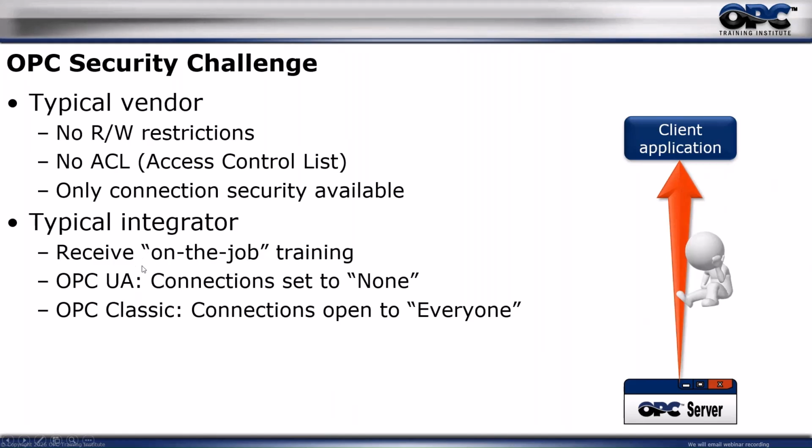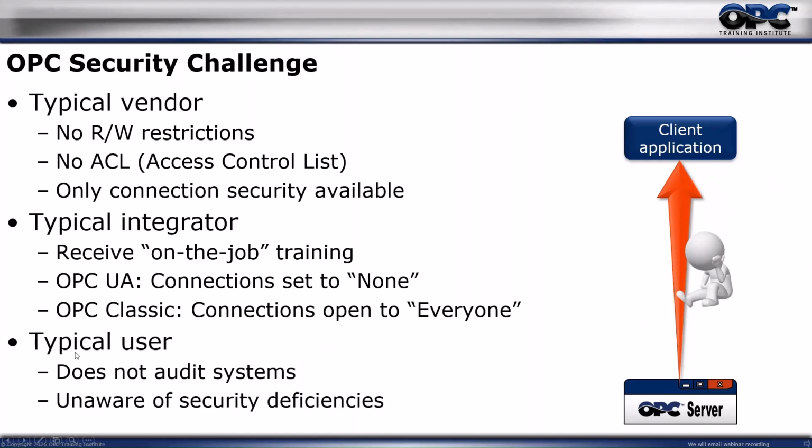Also, the typical integrators only receive on-the-job training, which is just enough, which means that every server is going to be different. And so having a general security gateway makes it much, much easier for integrators. Also, they typically set the OPC UA connections to none, meaning there is no security. You've got no clue who's coming in. And with OPC Classic, they set the connections that are open to everyone. So everybody has access. So not particularly secure, but that's what the typical integrator does.